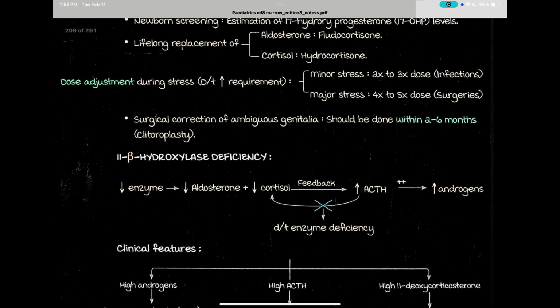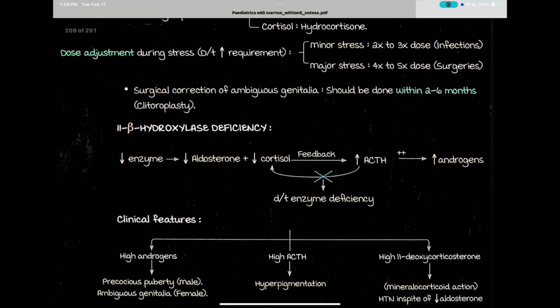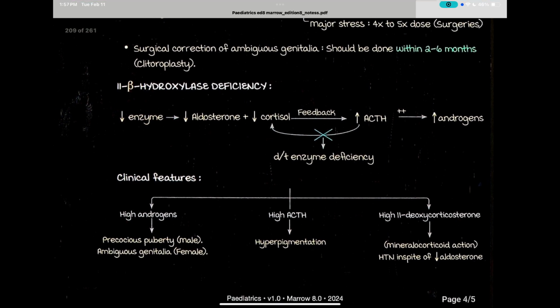Surgical correction of ambiguous genitalia should be done within 2 to 6 months. Clitoroplasty. Next, 11 beta hydroxylase deficiency.